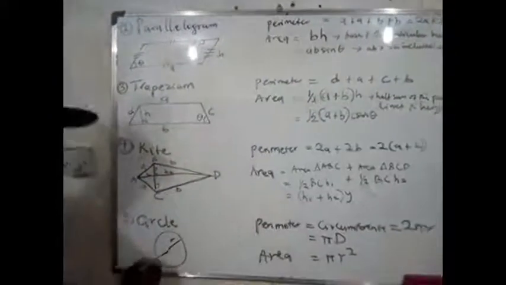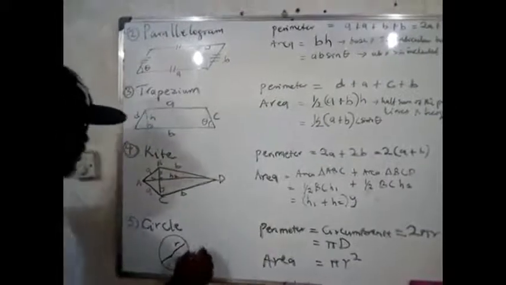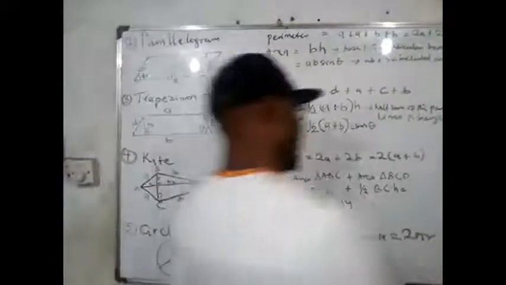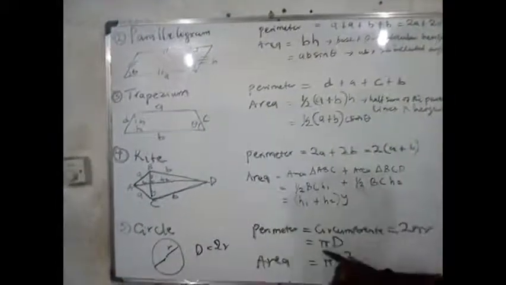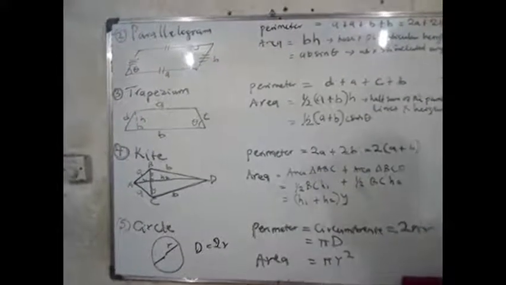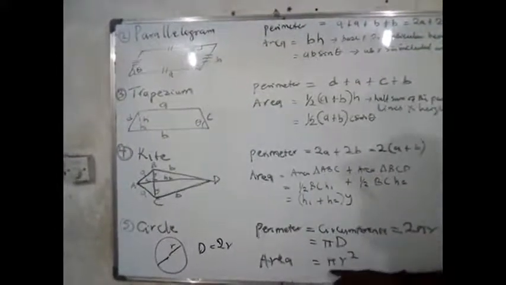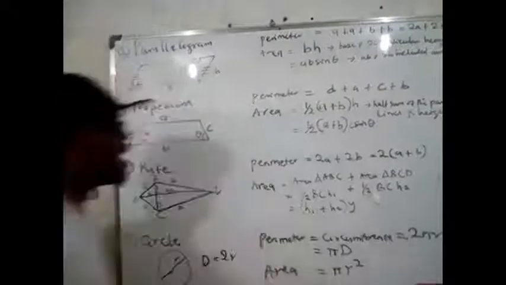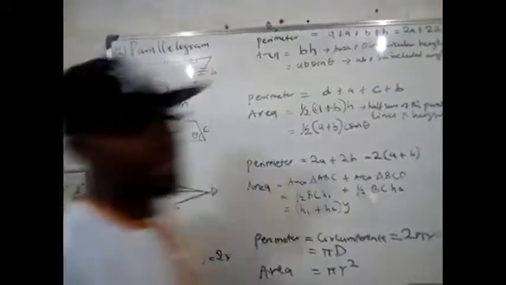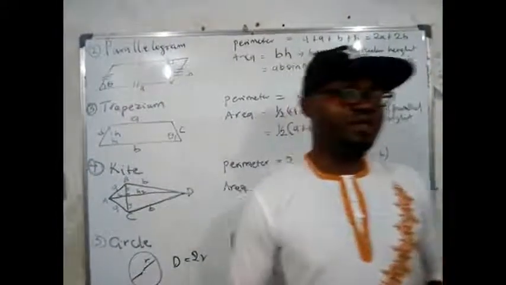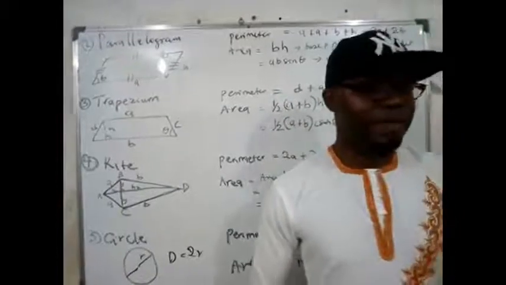D. You understand? So d is equal to 2r. So if you remove 2r and replace with d, you have just pi d, is it not? Yes. That is the perimeter or circumference of a circle. I also have that the area of a circle is pi r squared. Is that clear? Yes. And these are the various plane shapes and the formulas of their areas and perimeters.